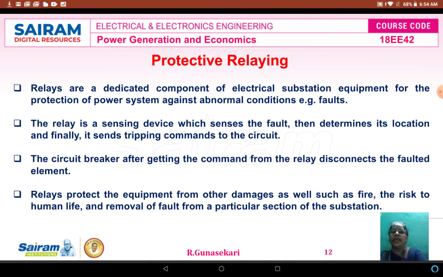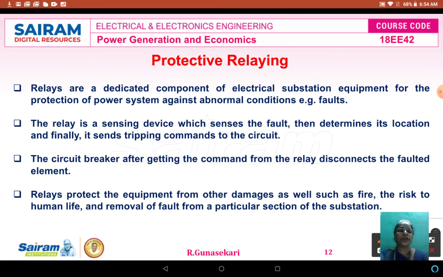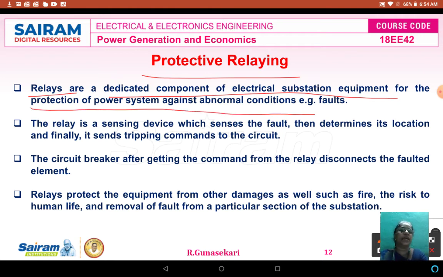The next substation equipment is protective relaying, which is nothing but relay. So what is meant by relay? The relay is nothing but the dedicated component of the electrical substation equipment. For what purpose? For the protection of power system against abnormal condition.